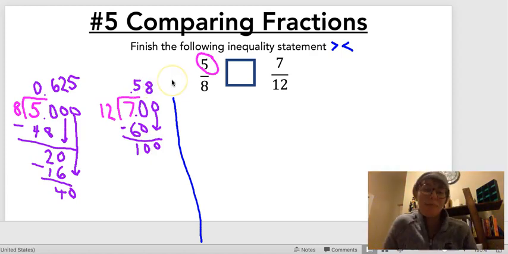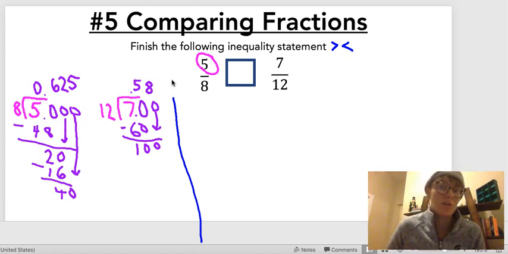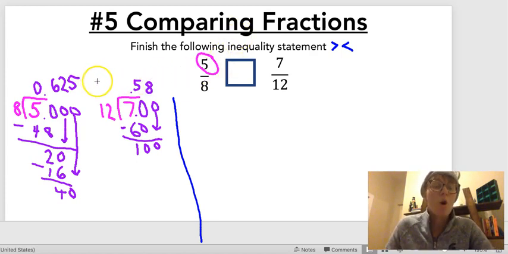I actually can stop there because I can already see which decimal is larger. The one on the left is 0.625, and this one's 0.58. So one is 625 thousandths, and one is 58 hundredths. Remember, when we're comparing decimals, we want to just look in the biggest place value, which would be the tenths place. So this is going to be 6 tenths, and that's only 5 tenths. So this one is larger.